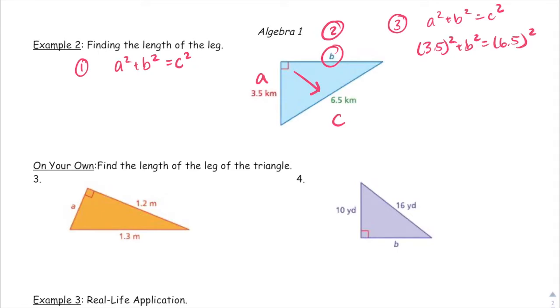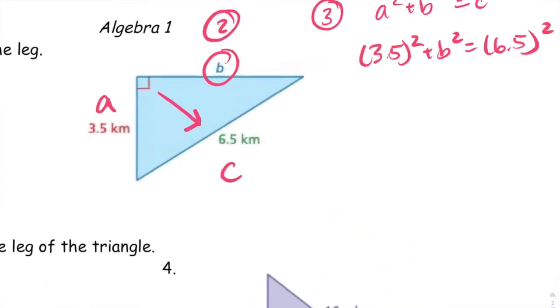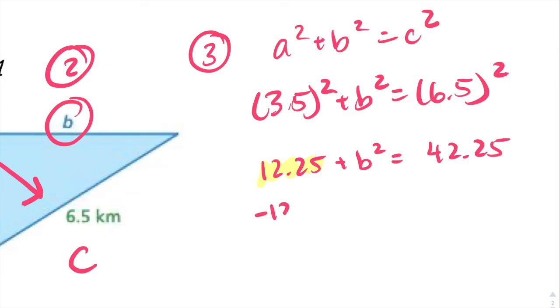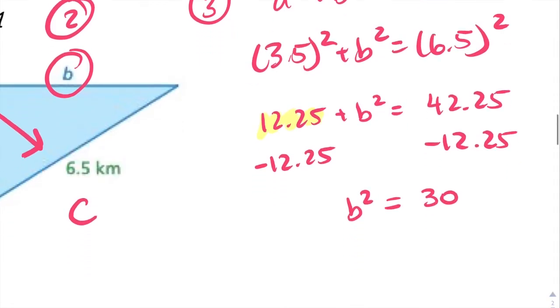All right, so now let's simplify. So remember, calculator, please use it, especially when you're squaring decimals and all of this stuff. So you get 12.25 plus b squared is equal to 42.25. Okay, so like how we would always solve for variables, we want the variable by itself. So I have to get rid of this. How? By subtracting it to the other side. So now I have b squared is equal to 30.